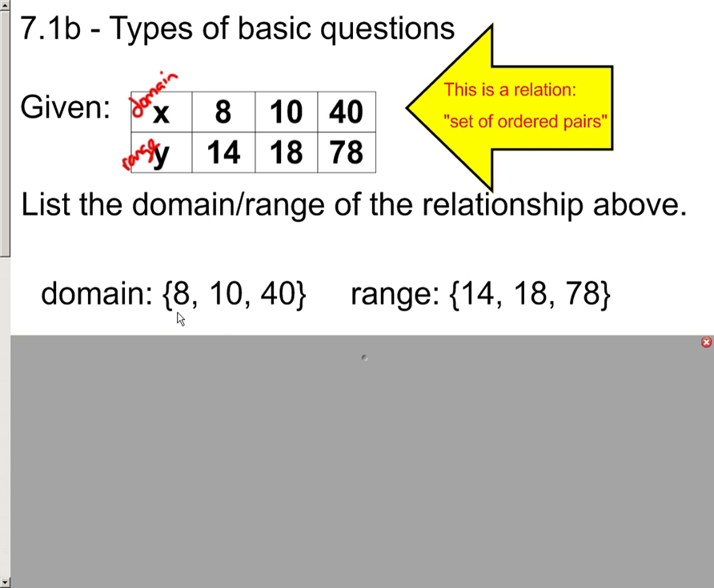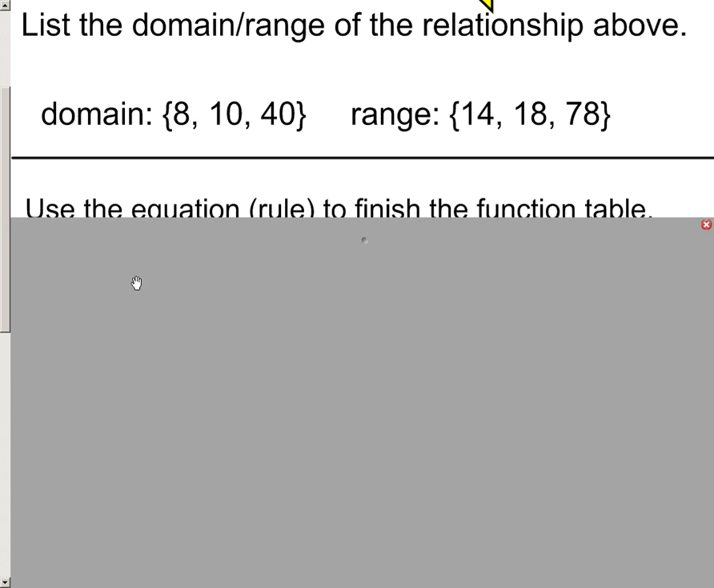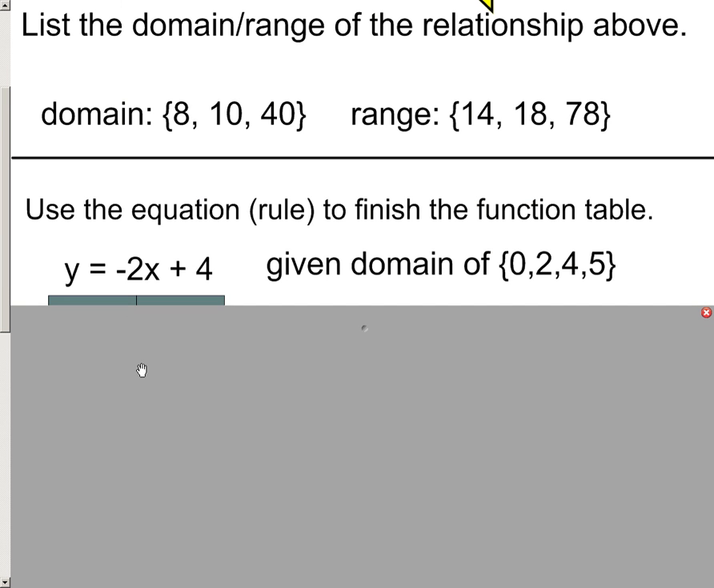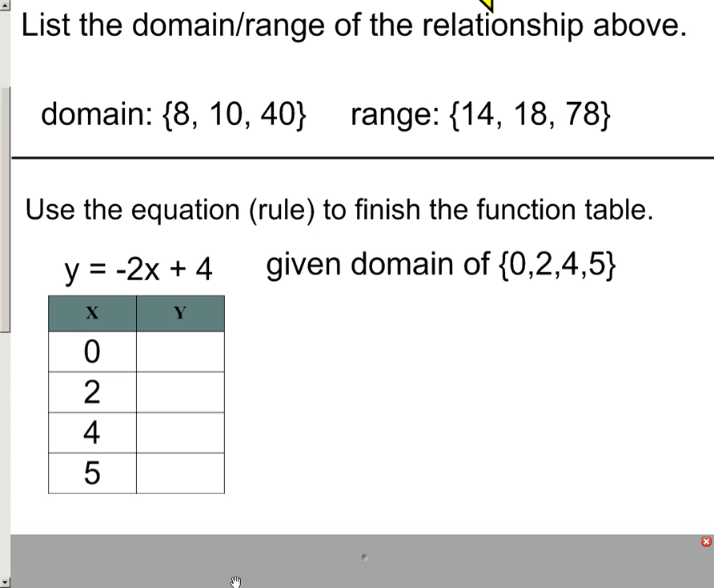Usually we do make sure that it's listed least to greatest, but my biggest concern is that if they ask you to find the domain and range, you just know they're asking to list all your X's and list all your Y's. When we go down further, here's another thing that we run into at times. Use the equation rule to finish the function table. Well, they give you an equation. This is also known as a rule for the function. And they give you the domain.